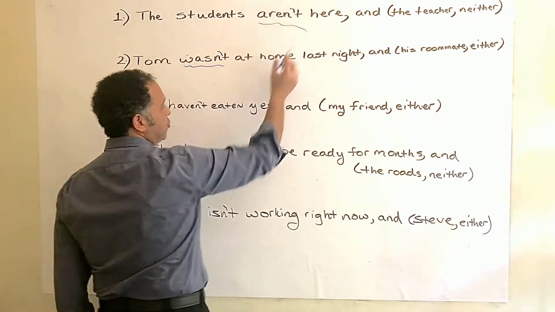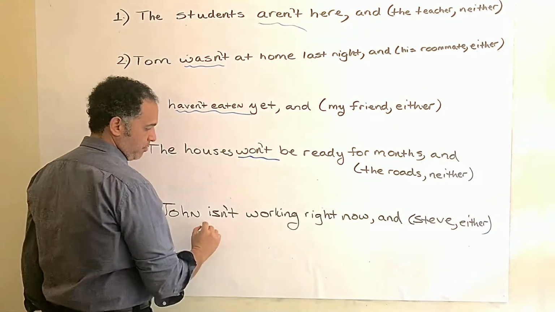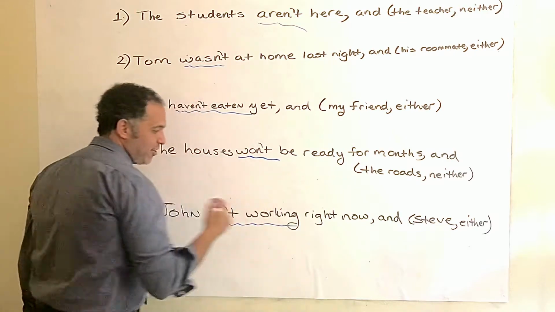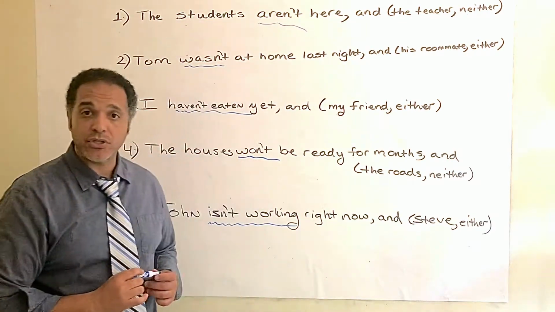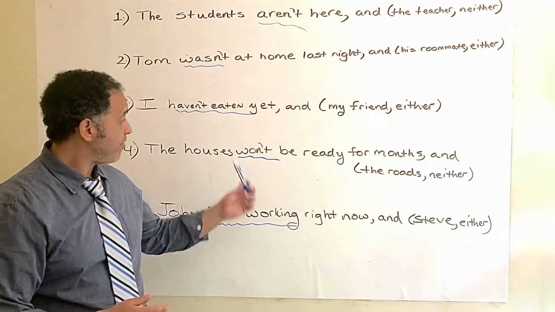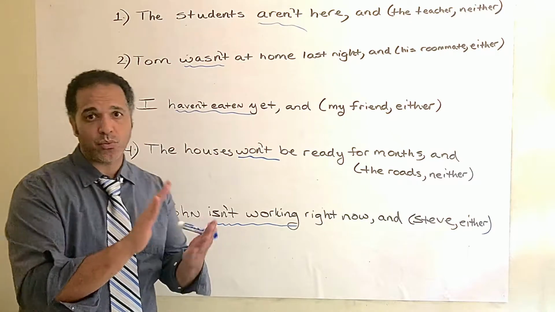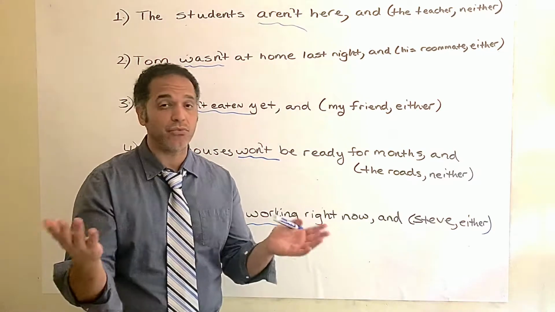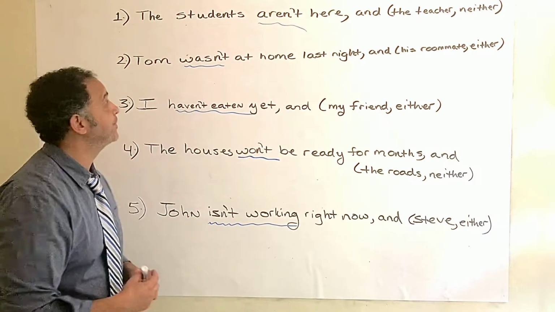Okay, another thing I want you to point out. I decided to use different verbs, okay? Different verbs, because I want to show you how you can use this grammar with other verbs. In the beginning, all I showed you were don't or doesn't, but you can really use this with any tense. Okay, so let's go one by one.